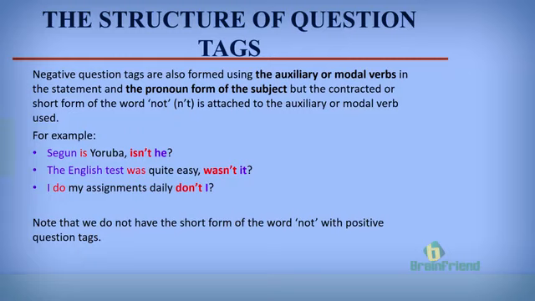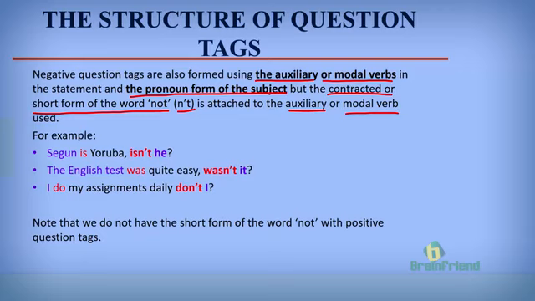Now, still talking about the structure of question tags, negative question tags are also formed using the auxiliary or modal verbs in the statement and the pronoun form of the subject. But the only thing different here is that the contracted or short form of the word not, that is n't, is attached to the auxiliary or modal verb used.